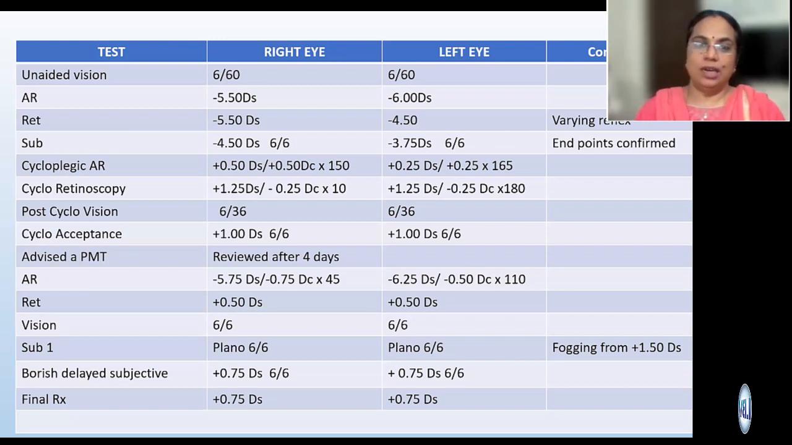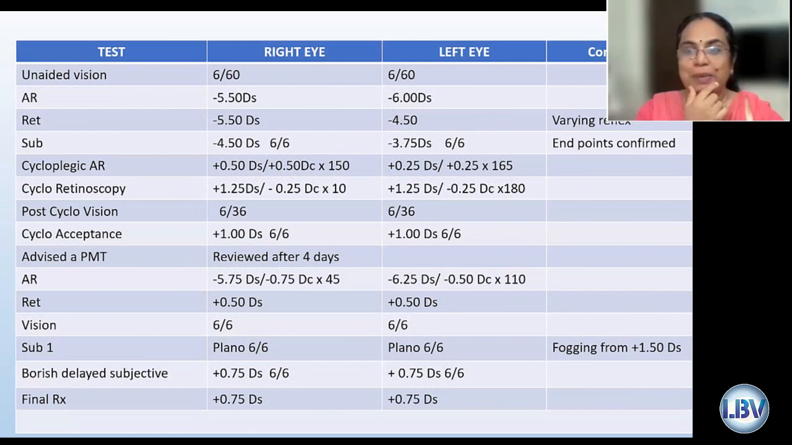Now, this patient I saw almost a year ago, and he's been coming for regular follow-ups. He's now gone to a plus 1.25 at the moment. He's still wearing the glasses. He came in when he was doing his 10th board exams, so he's still doing a lot of studying at the moment. And he's on plus 1.25 during the last visit.